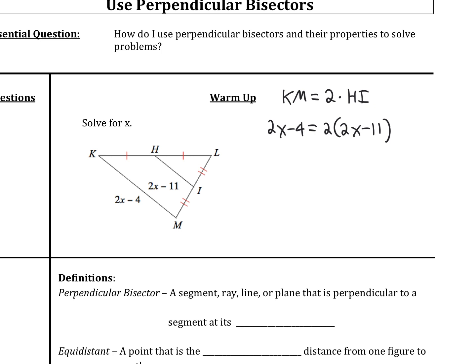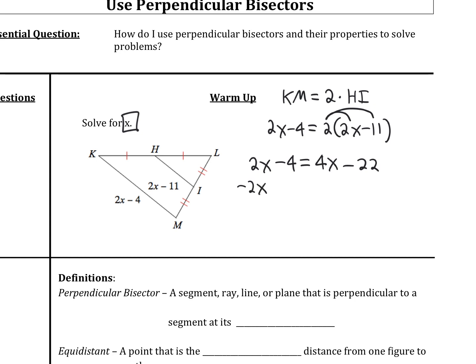We're solving for x, so we box that. What's the first step? Is there anything to distribute here? Yep. We distribute the 2 to 2x and to negative 11. What's 2 times 2x? 4x. And what's 2 times negative 11? Negative 22. All right, how do we solve for x now?